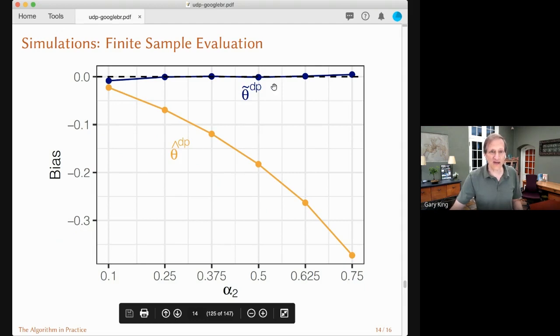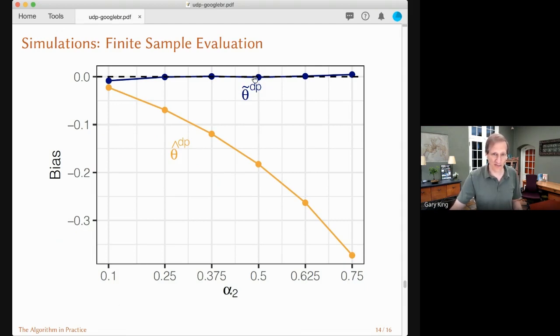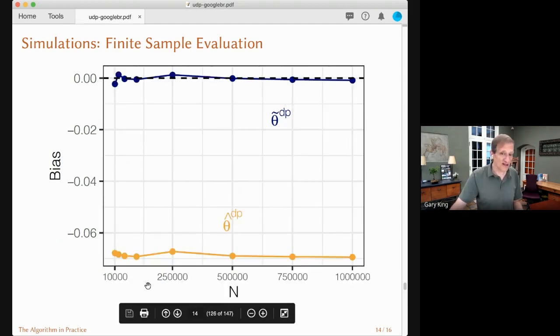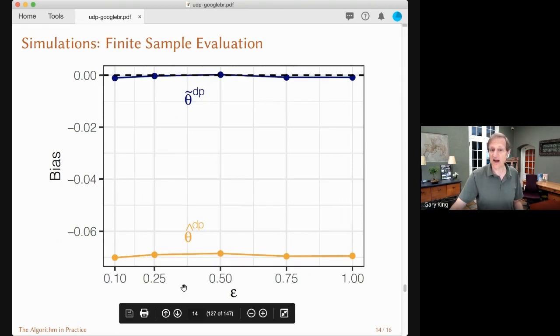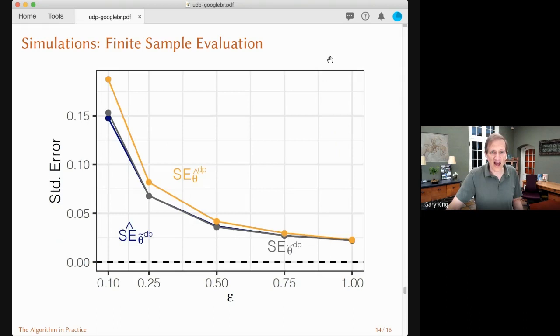And this is our estimate, which of course is approximately unbiased, regardless of the value of alpha and regardless of the sample size. So I have the same thing here, regardless of the sample size and regardless of the amount of privacy that you wish to require of it. Each one of these stays at approximately 0.